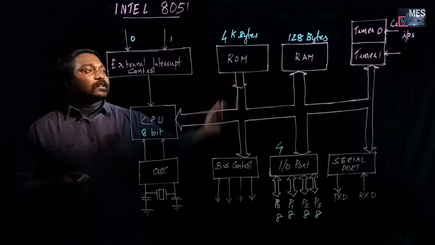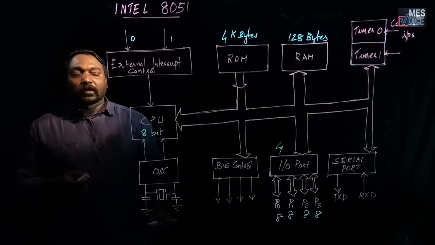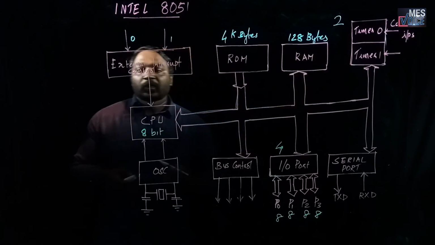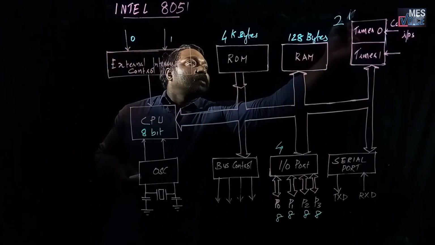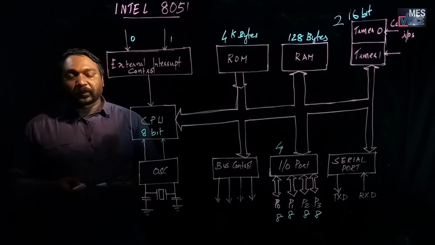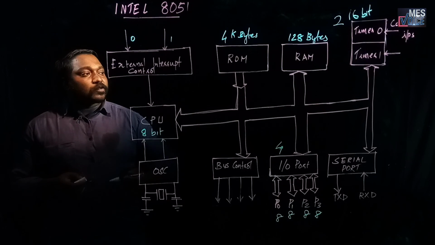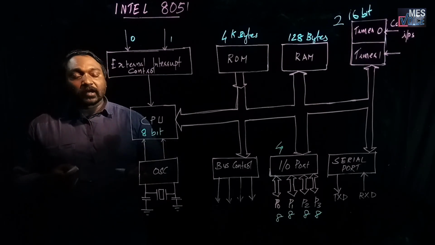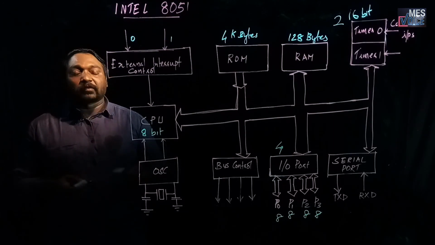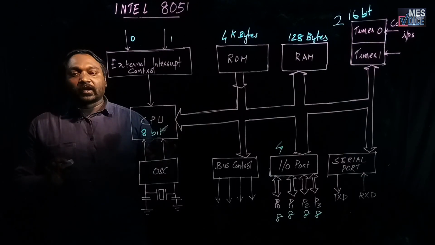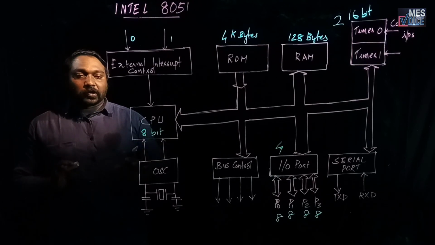And there is a timer unit. There are two 16-bit timers, timer 0 and timer 1, which can be controlled by software, and externally controlled by hardware, and can be programmed in this microcontroller. This is the overall structure of the 8051 microcontroller.